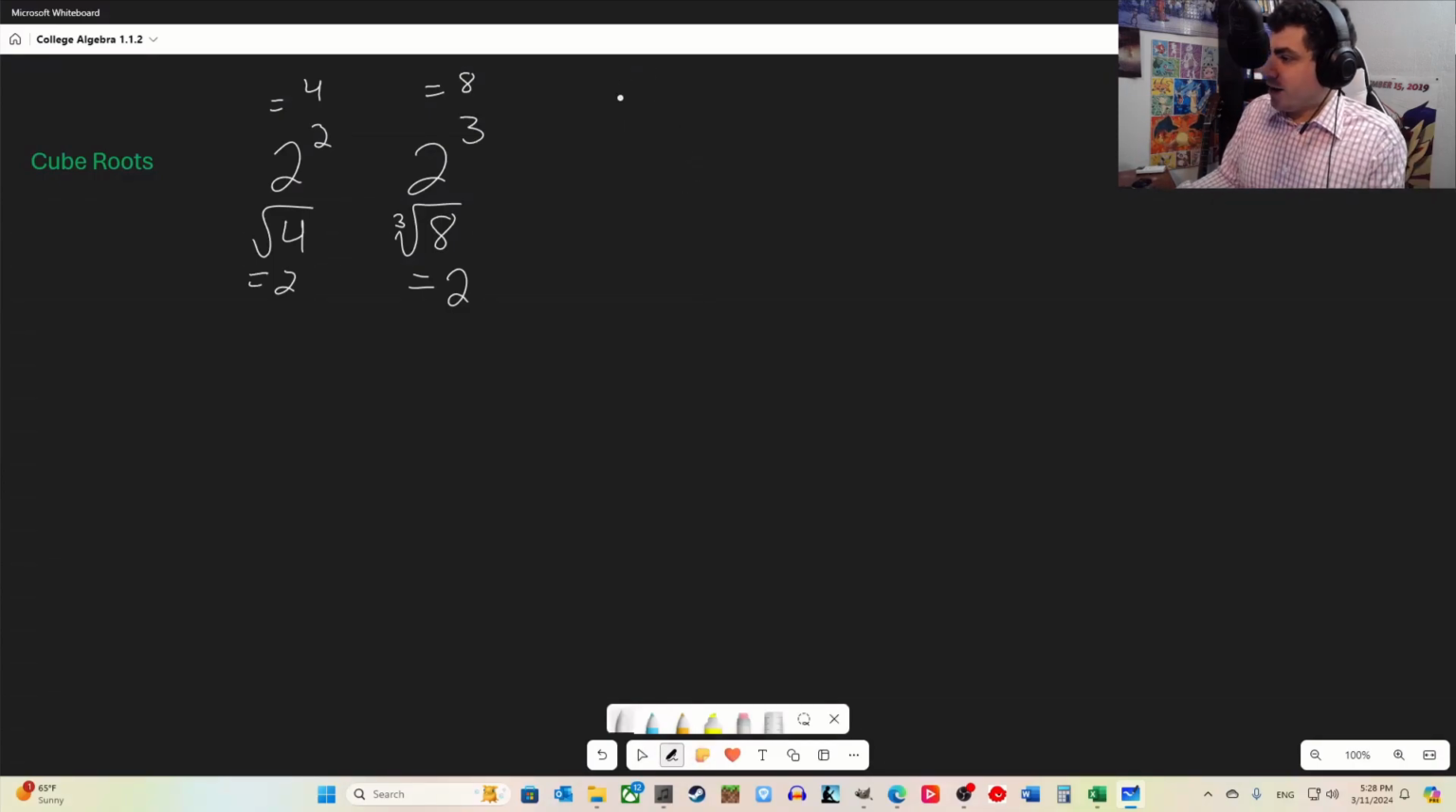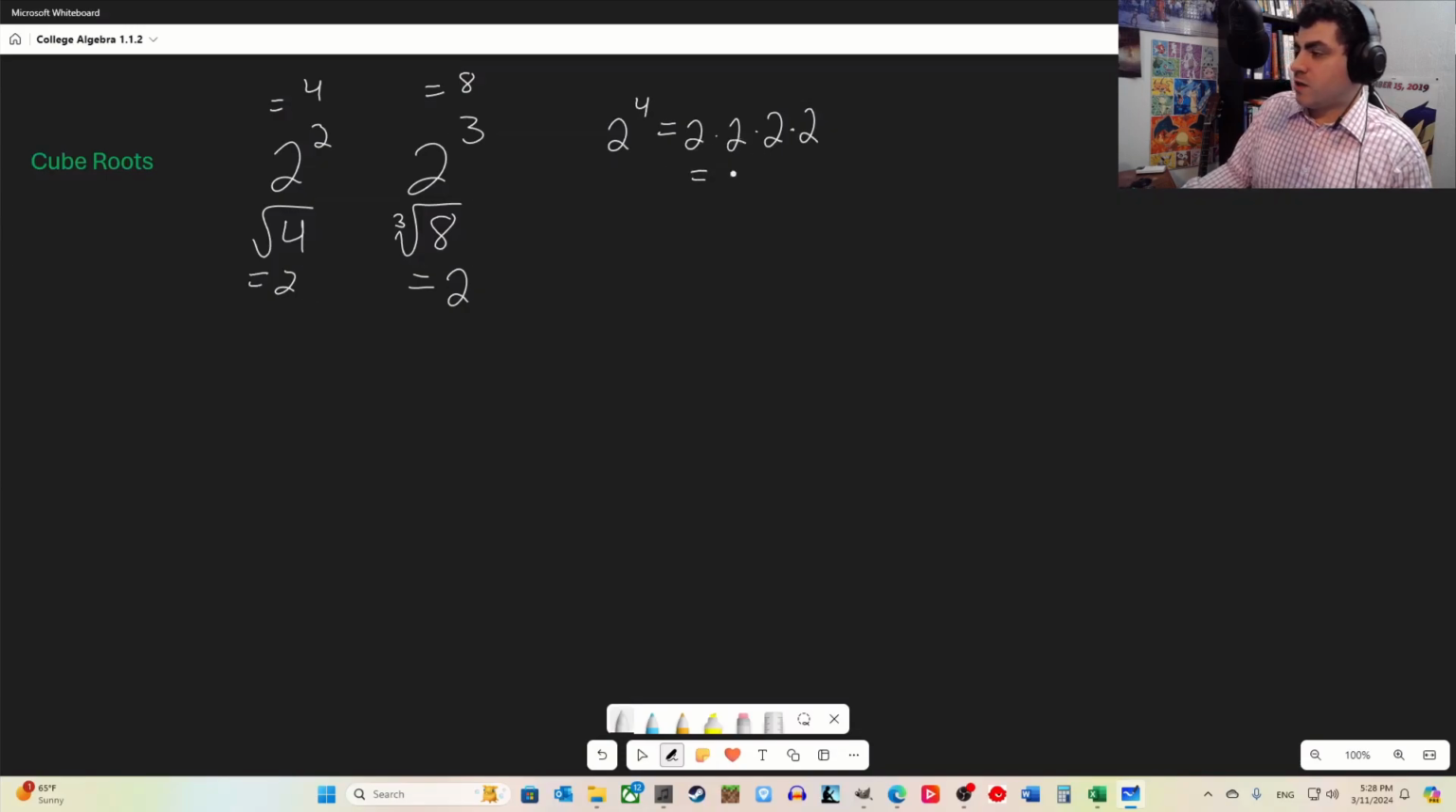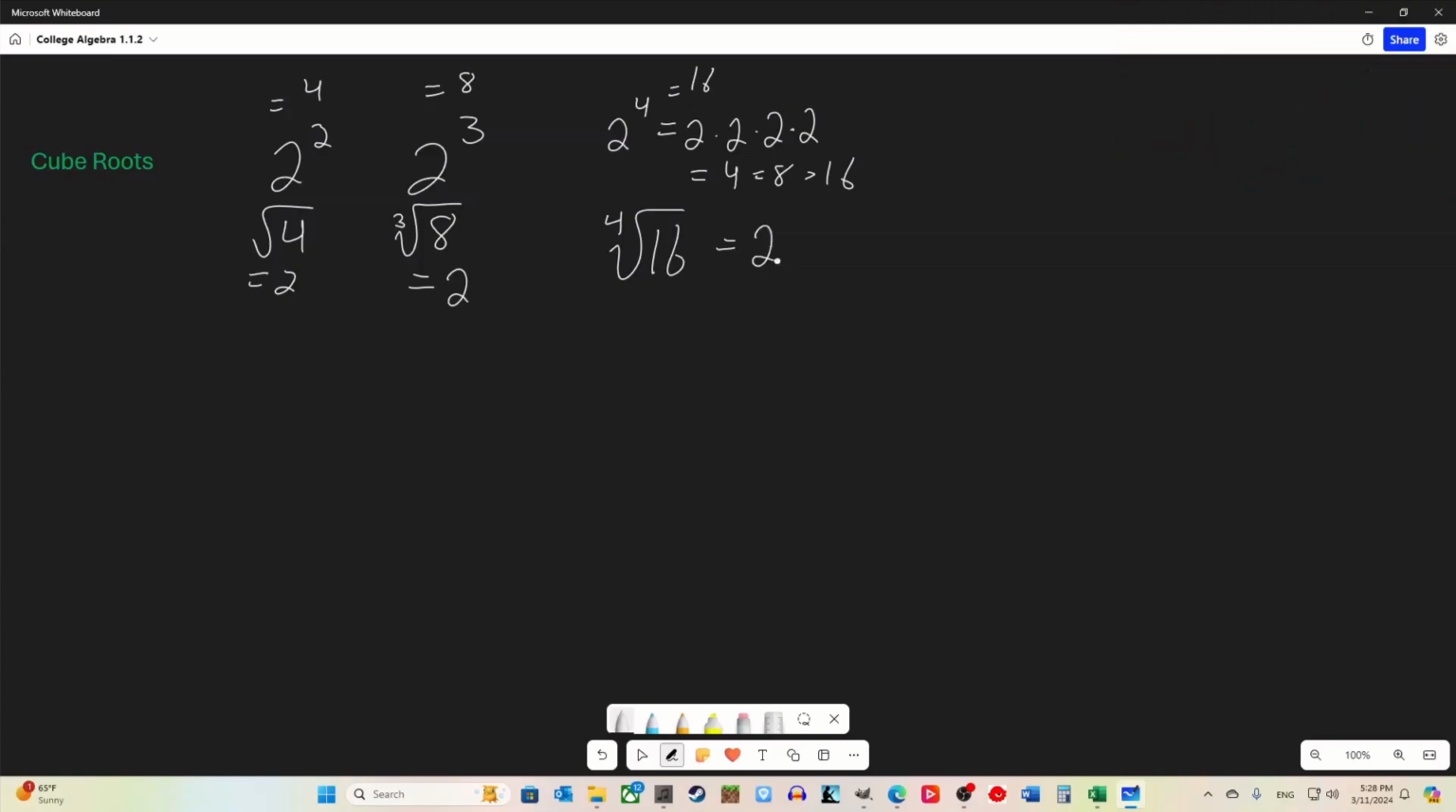So let's go a little higher. Say we have 2 to the 4th power, which equals 2 times 2 times 2 times 2. 2 times 2 is 4, times 2 is 8, times 2 is 16. So 2 to the 4th equals 16. That means the 4th root of 16 equals 2, right?